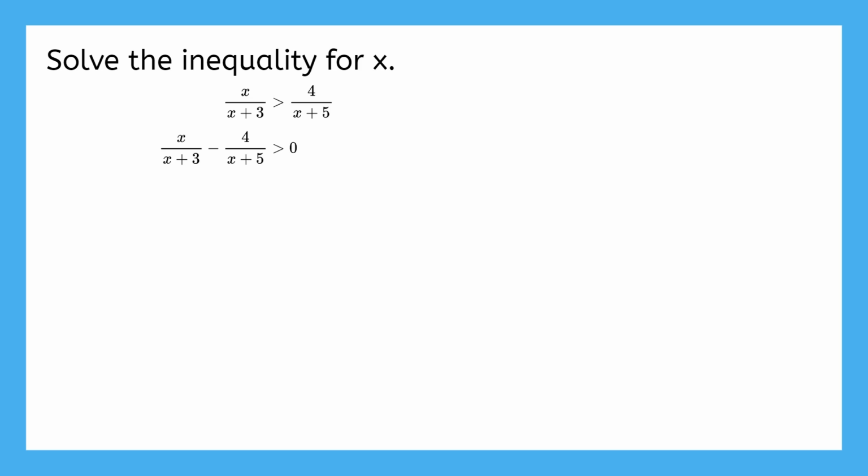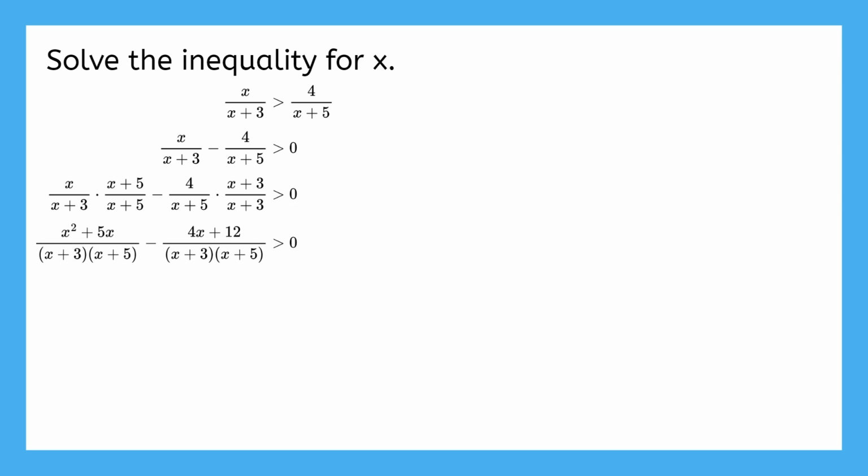Our common denominator would be x plus 3 times x plus 5. So multiply the first fraction by x plus 5 over x plus 5, and the second fraction by x plus 3 over x plus 3. Simplify the numerators by distributing. Then subtract the second numerator from the first. And now we've just finished step 1.